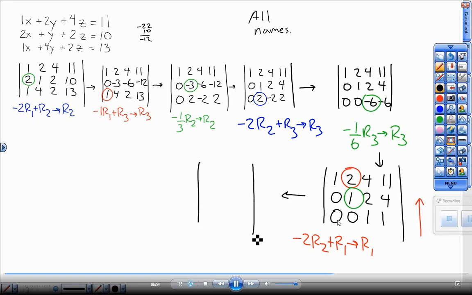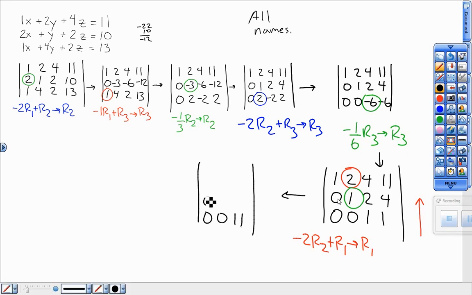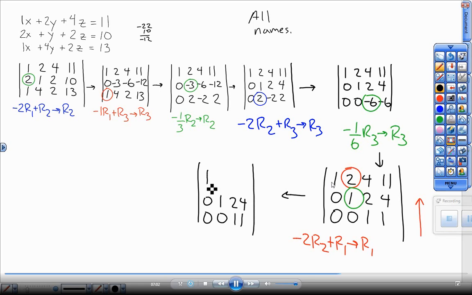So negative 2 times 0 is 0. The other numbers don't change in the second, third row. 0 plus 1 stays 1. Negative 2 times 1 is negative 2, plus 2 is 0. Negative 2 times 2 is negative 4, plus 4 is 0. Negative 2 times 4 is negative 8, plus 11 is 3.